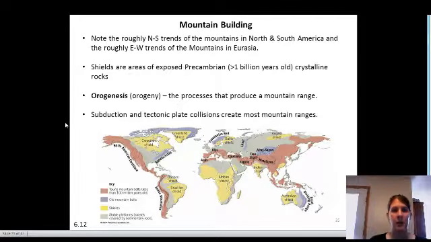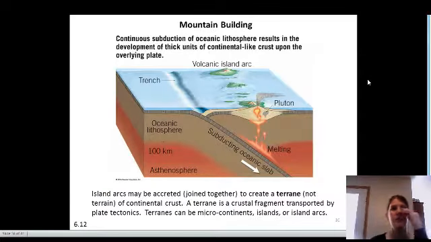When we talk about mountain building, it is the process of orogenesis or orogeny. This is what produces mountain ranges. Subduction and tectonic plate collisions create most mountain ranges. So continuous subduction of oceanic lithosphere results in the development of thick units of continental-like crust on the overlying plate. Island arcs may be accreted, or joined together, to create a terrane of continental crust. A terrane is a crustal fragment transported by plate tectonics. They can be microcontinents, islands, or island arcs.